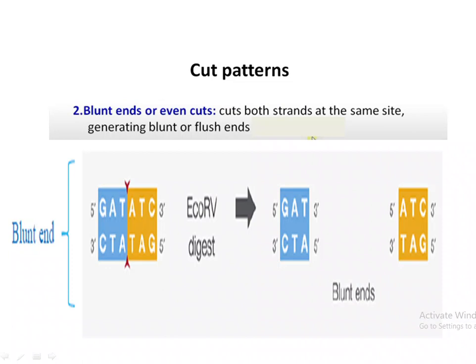Another type of cleavage produces blunt ends or even cuts. Some enzymes are blunt cutters which cut straight down the middle of a target sequence and leave no overhang, as can be seen in this example.